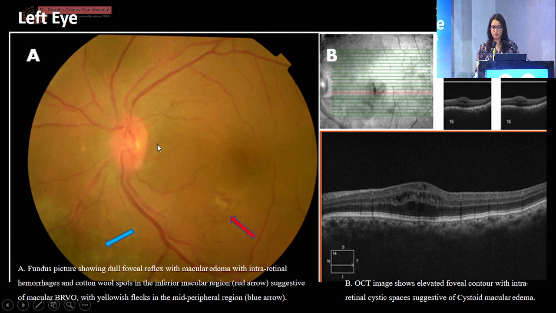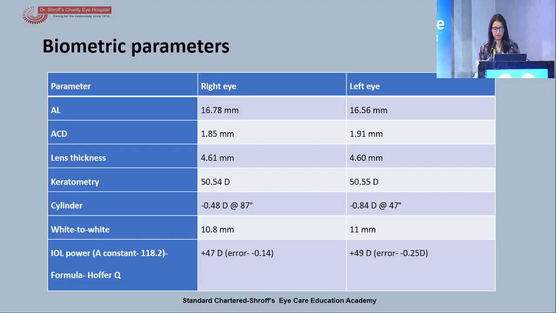In the left eye, there was no cupping. Her optic disc was normal, although she did have some hemorrhages and hard exudates, which were attributed to hypertension and labeled as a macular BRVO.